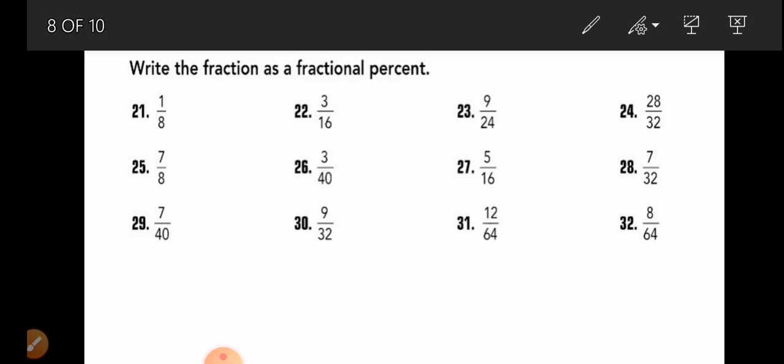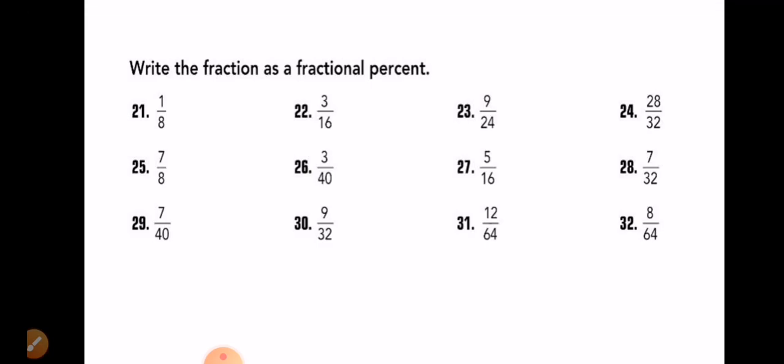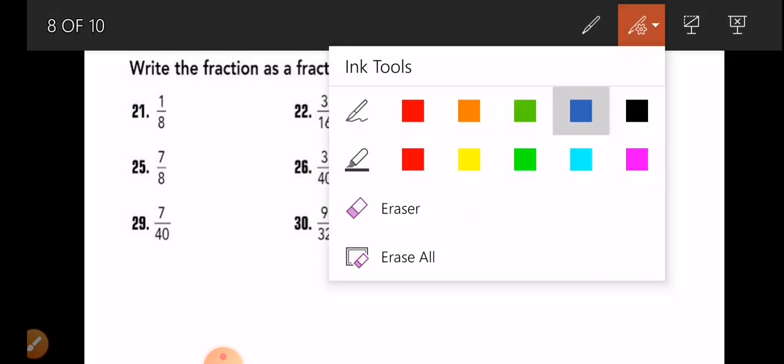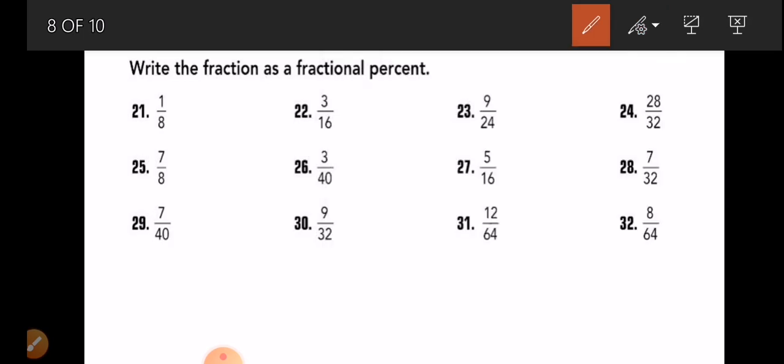Okay, let's make another one. For example, I will do number 30. 9 over 32. This one. I have a fraction and I want the percent. I said I want the percent. It means multiply by 100 to find the percent that you want. So 9 over 32 multiplied by 100.